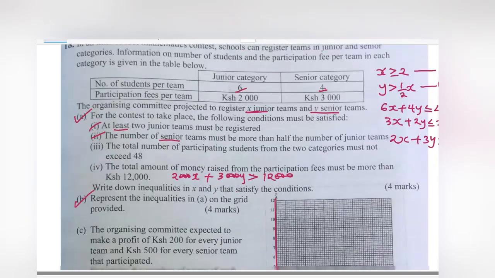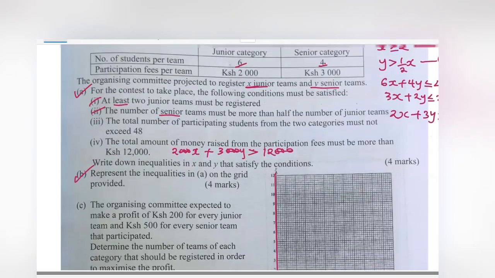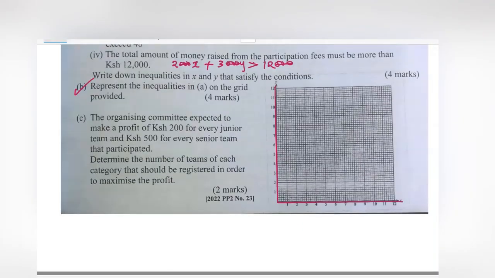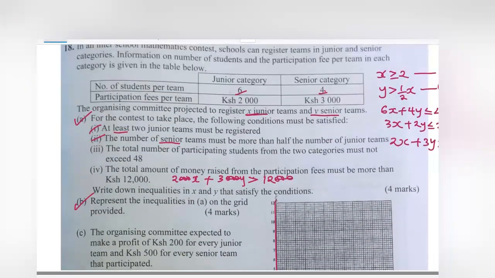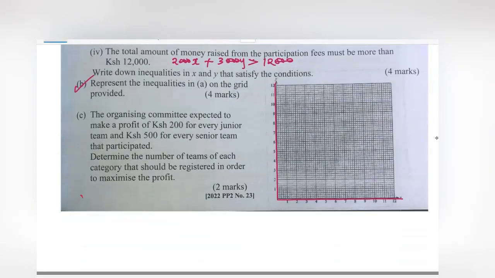Then in part B, represent the inequalities in A on the grid provided. So we are going to start by taking each inequality at a time. Remember, for the first one, we are going to do it directly. For the second one, we are going to draw a table where y is greater than half x.